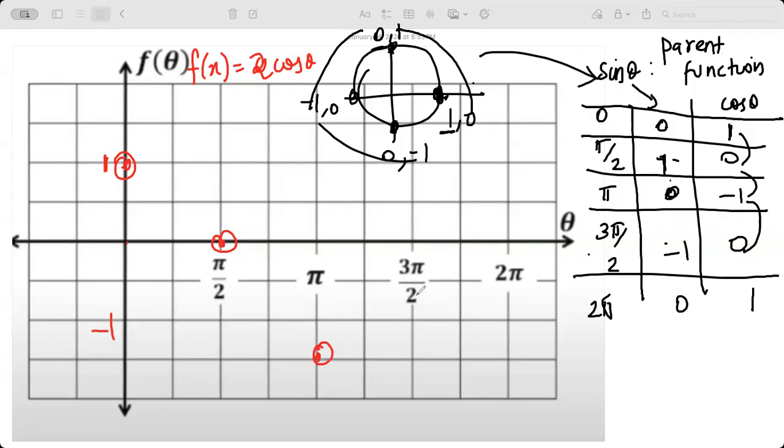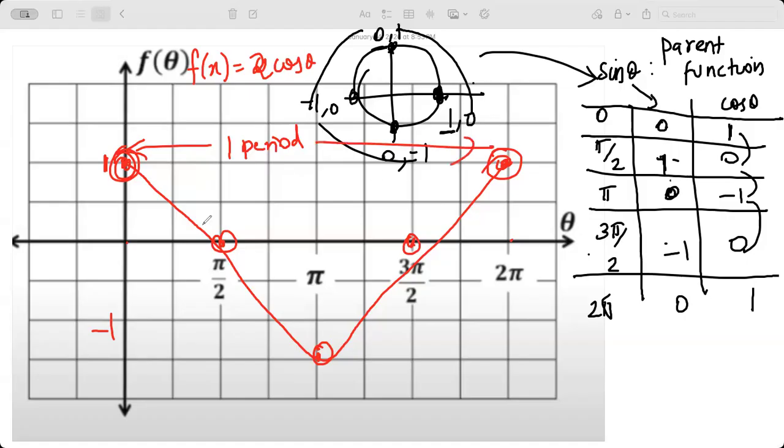And then at 2 pi, what happens? It goes to 1 again. Then 3 pi by 2 is a 0. So I have all my points. I just draw this. So what is a period? It started at its highest point, so it has to come back to its highest point. So this is one period. Any questions?